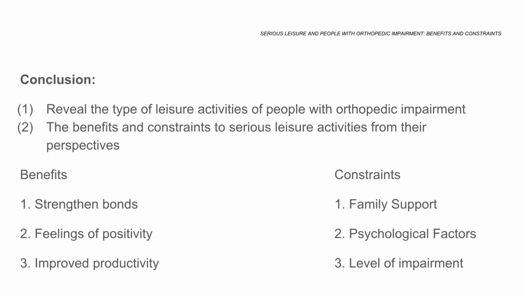And in conclusion, they revealed the type of leisure activities of people with orthopedic impairment and the benefits and constraints of implementing these types of activities. So here are some of the benefits: strengthen bonds, feelings of positivity, improved productivity. Some constraints would be family support, psychological factors, maybe they might have some anxiety or self-esteem issues, and the level of impairment, that's always going to be a constraint.